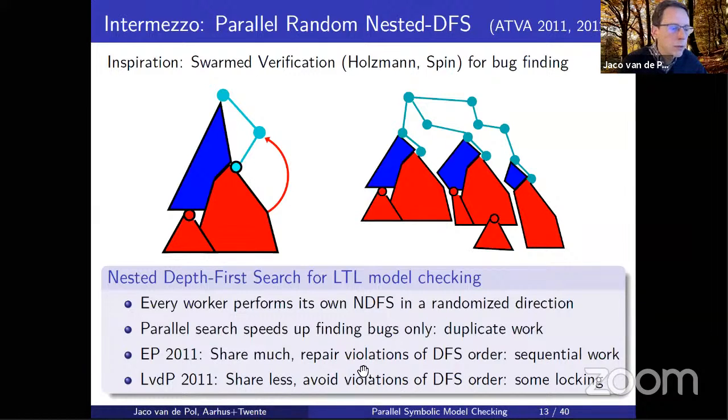But then we could prove that we never violate the DFS order. And our price was that at some points we needed some locking between workers. So it's kind of a coincidence that these two things appeared at the same conference. And in the next ADVA in 2012, we actually presented a combined approach that had the advantage of both things. Well, this is an aside.